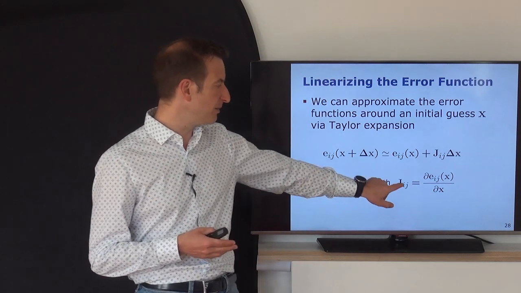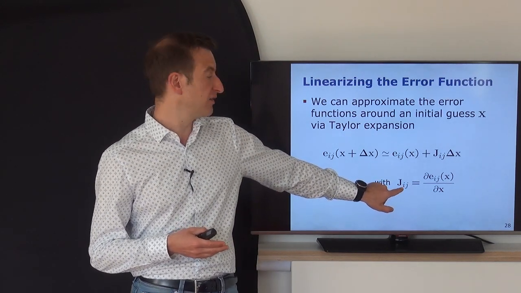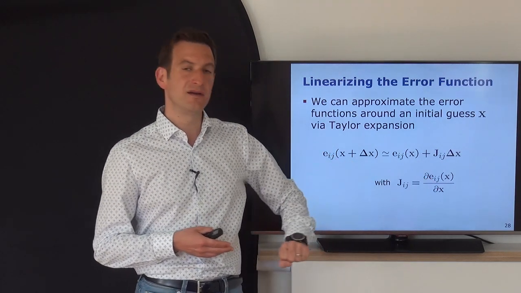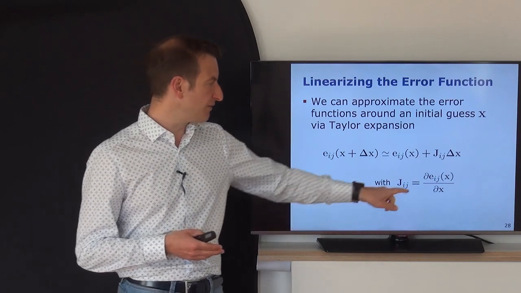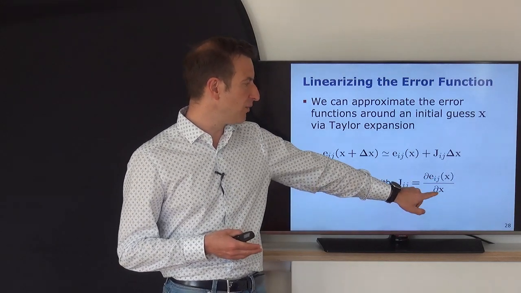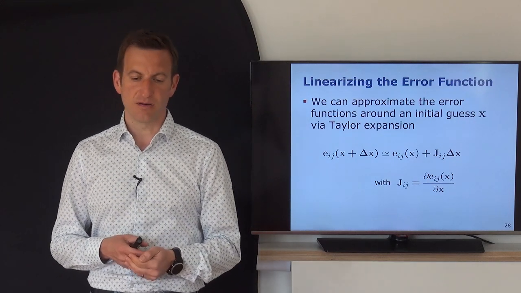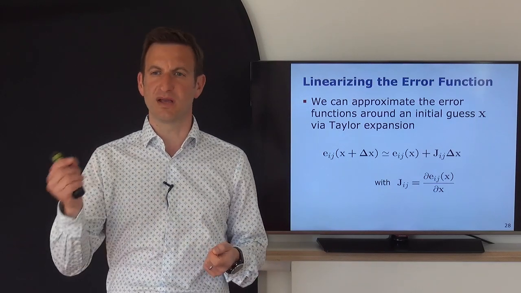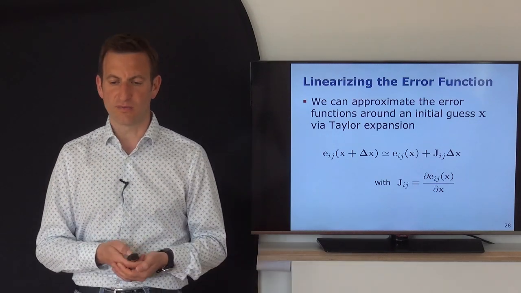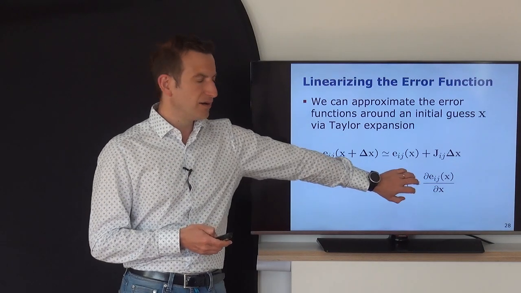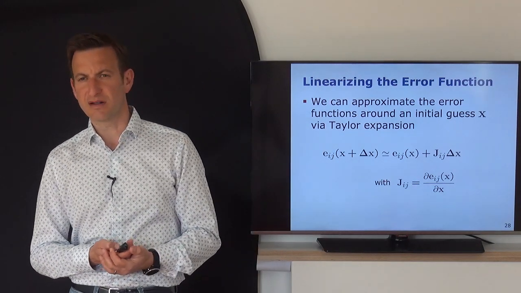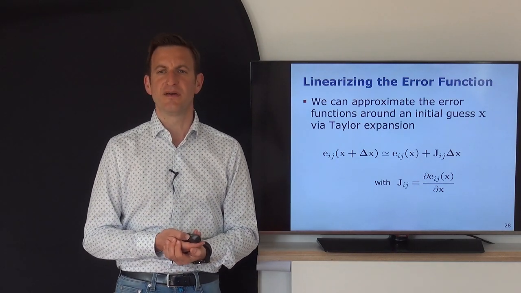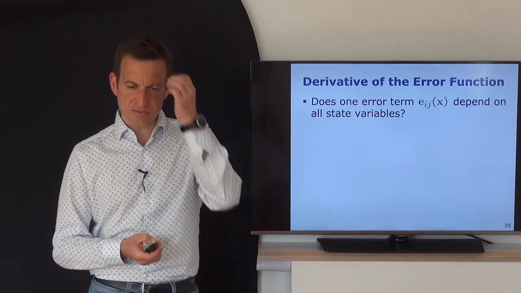That means you need to compute a matrix. This is your Jacobian matrix, and every element of the Jacobian matrix consists of the partial derivatives of the individual dimensions of your error function with respect to the individual dimensions of your state vector. So you derive it in this case with respect to x1, x2, x3, and so on. And here we have to look a little into the details, because how that looks actually has a very big impact on how efficiently we can solve the state estimation problem later on.